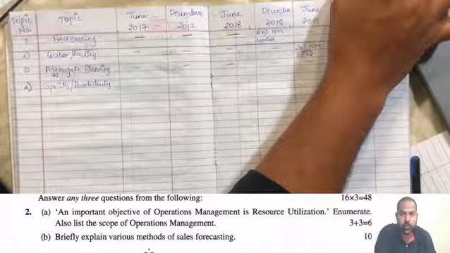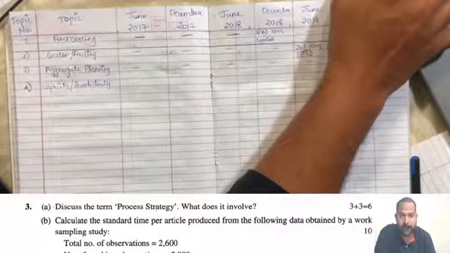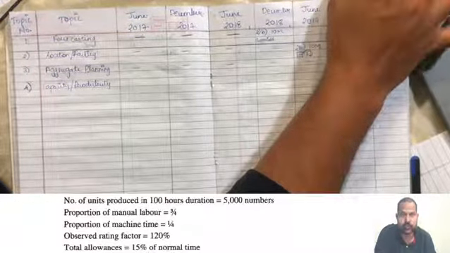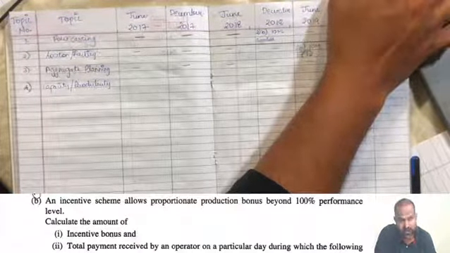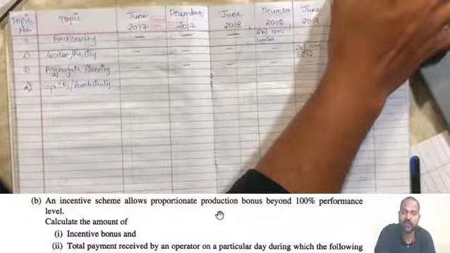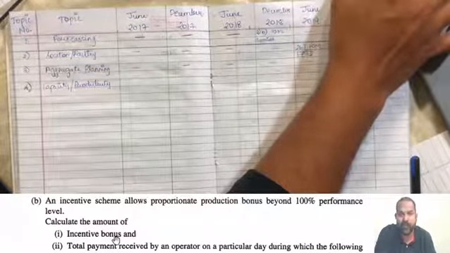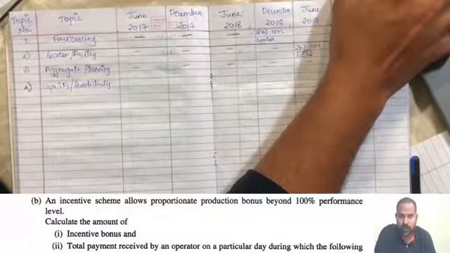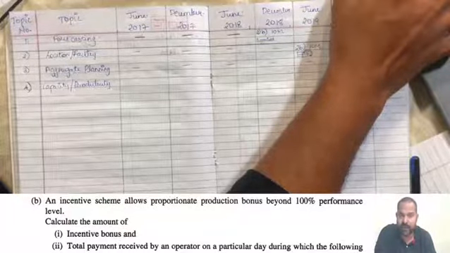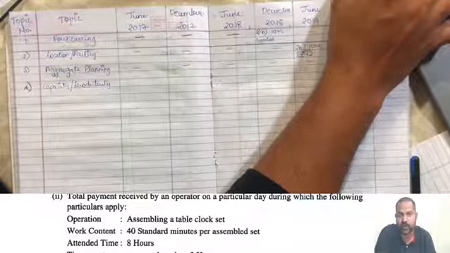Question 2A, B, no. Question 3A, B, no. Question 4A, no. Question 4B, yes. An incentive scheme allows proportionate production beyond 100% performance level. Calculate the amount of incentive bonus, number 1, incentive bonus, number 2, total payment received by an operator on which the few particulars apply.